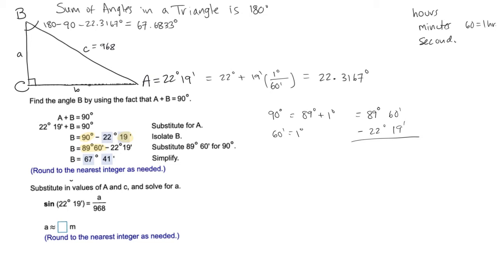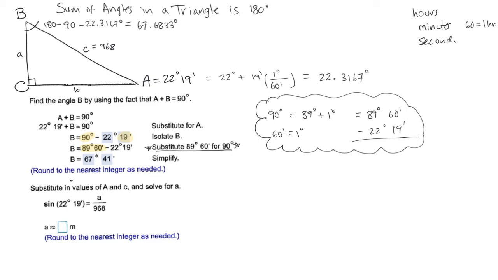I don't personally do it that way. I just convert it to decimal degrees and then work from there. But that's what they were doing in here. What I would do is write our degrees as decimal degrees. And now we're trying to find A.